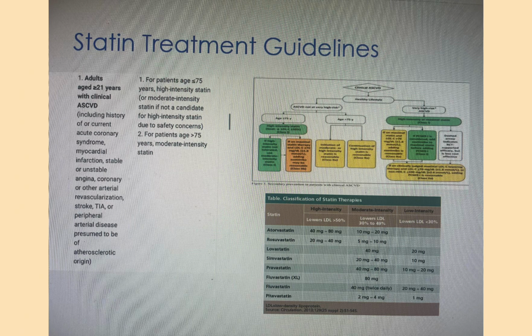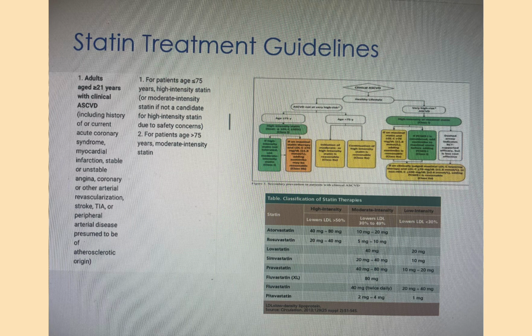First, you can see in the picture that is a picture of secondary prevention of clinical ASCVD algorithm. And there are two groups of patients, ASCVD not at very high risk and ASCVD very high risk. I already explained which patients belong to each group. ASCVD not at very high risk, age less than 75. We recommend high intensity statin. The goal is to reduce LDL greater than 50%, and if patient cannot tolerate, advise moderate intensity statin.